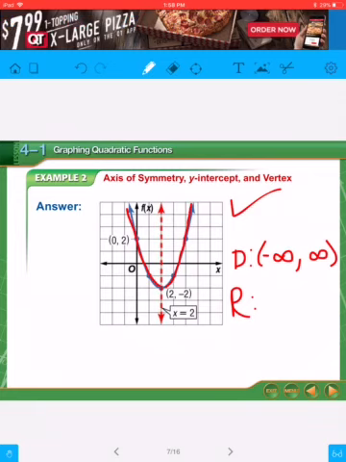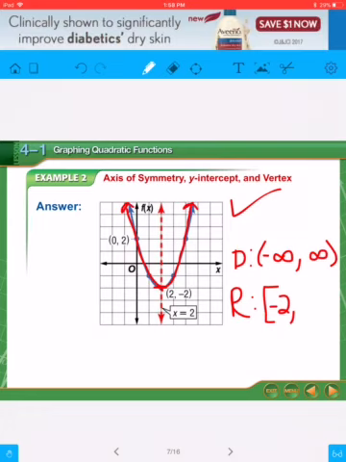So our smallest possible y value is right here. That's our minimum, and we have a point right there at (2, -2). So I'm going to do a bracket, -2, and then I go on and on forever going upwards. So I go from -2 to positive infinity.